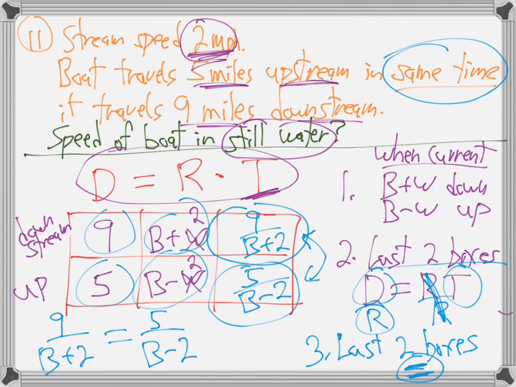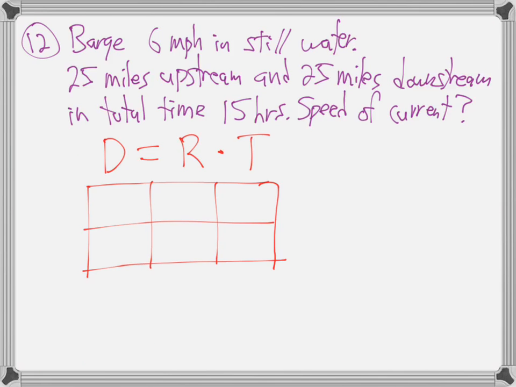All right, remember what I said, and always use my steps, my recipe steps. What was the first step when you're doing a current problem? Follow those recipes I'm giving you. They're there to help you. So put B plus W and B minus W in the middle two boxes. The plus is when you're going downstream, because it adds to your speed when you go downhill, downstream. And upstream, it subtracts. The minus is because the water subtracts from your speed, right? Always start that way on these current problems.